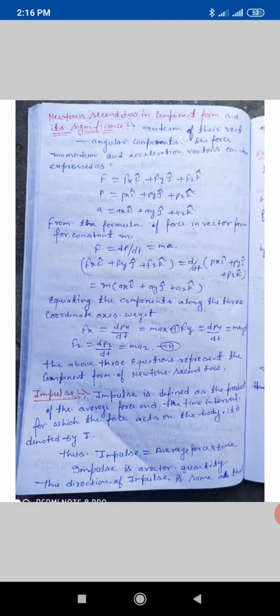Thus impulse equals average force into time, and impulse is a vector quantity and the direction of impulse is the same as the direction of force.